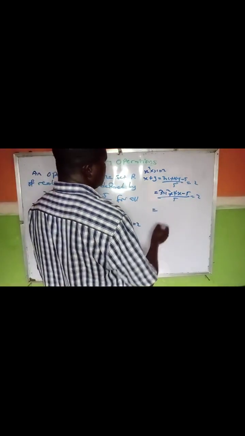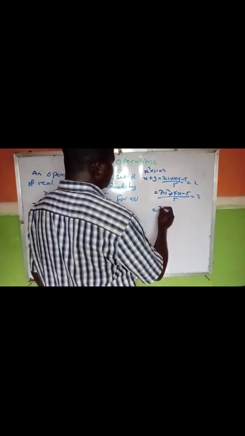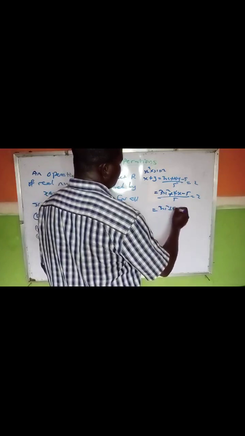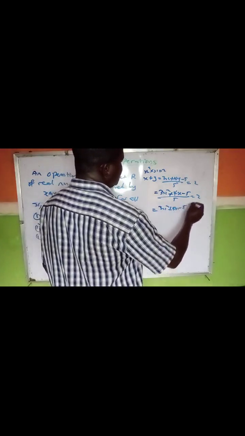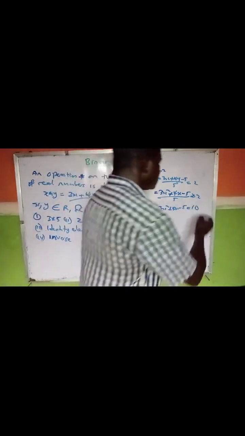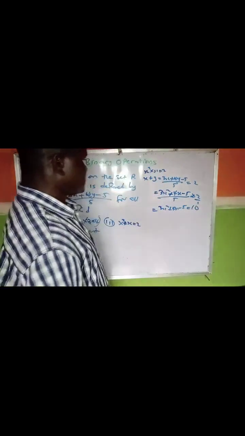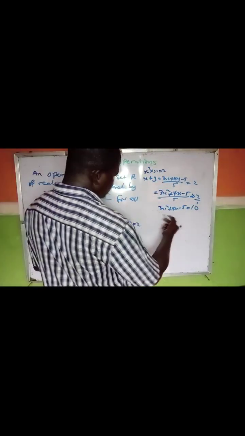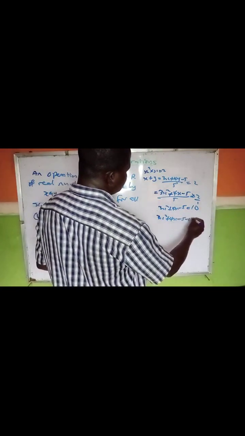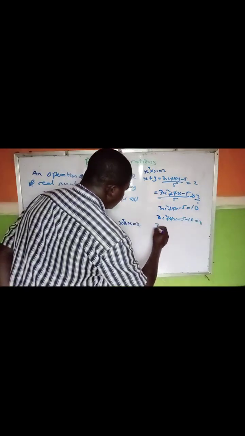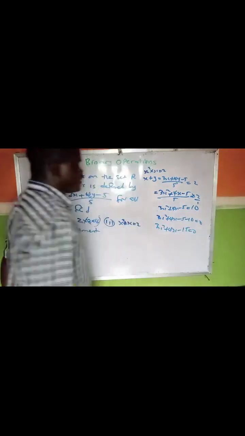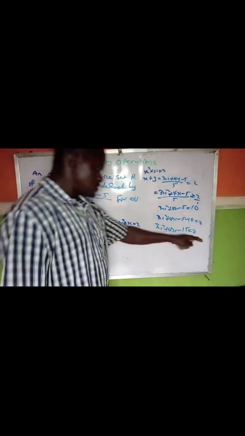Then, this is what you have again. You have 3x squared plus 4x minus 5. If you cross multiply here, you will have 2 multiplied by 5, which is 10. So for this, you have 3x squared plus 4x minus 5 minus 10 equal to 0. So we have 3x squared plus 4x minus 15 equal to 0. So this is what we have.